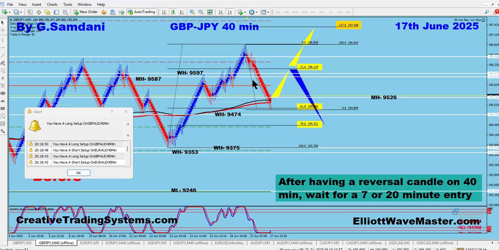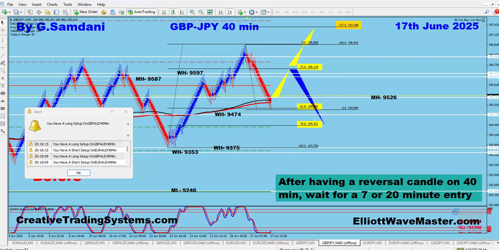And this 40-minute chart gives you a very, very precise sense that the turn is about to happen. And like I said, this EA starts beeping. You see, all of these things are beeping right now. You have a long setup on Pound Aussie 40. Okay, let's go take a look at that. What the heck is happening?